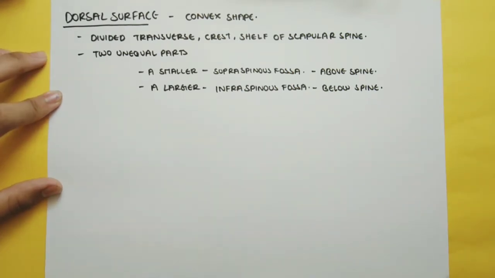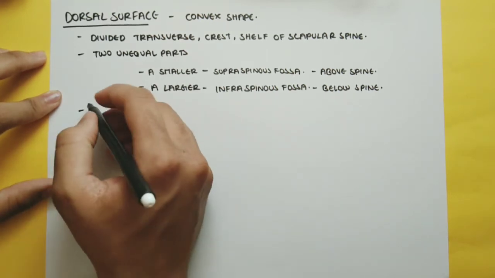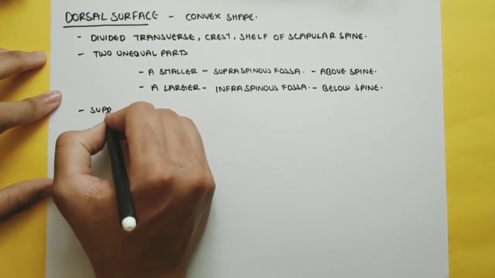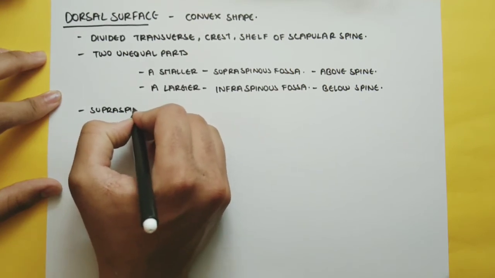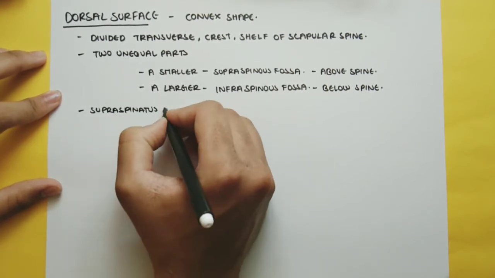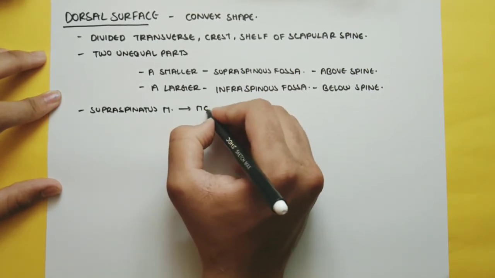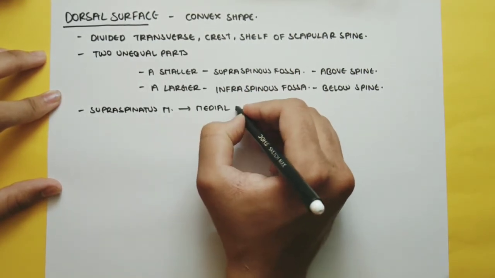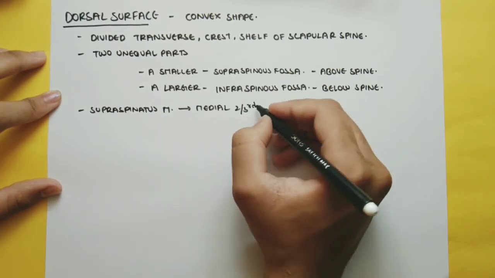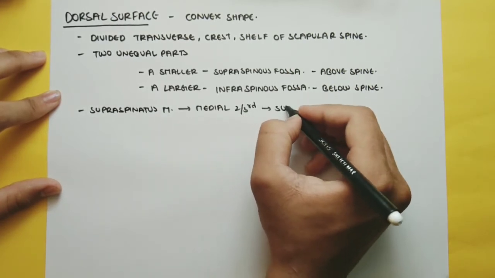The supraspinatus is the muscle attached to the medial 2/3 of the shallow supraspinous fossa on the dorsal surface. That is, the supraspinatus muscle attaches to the medial 2/3 of the supraspinous fossa.